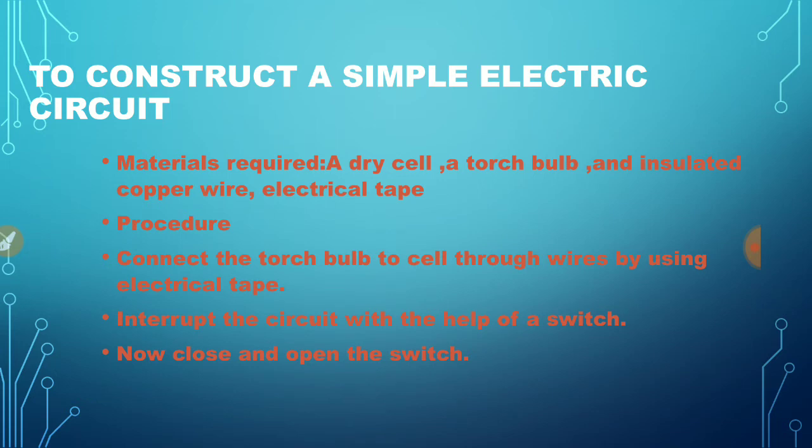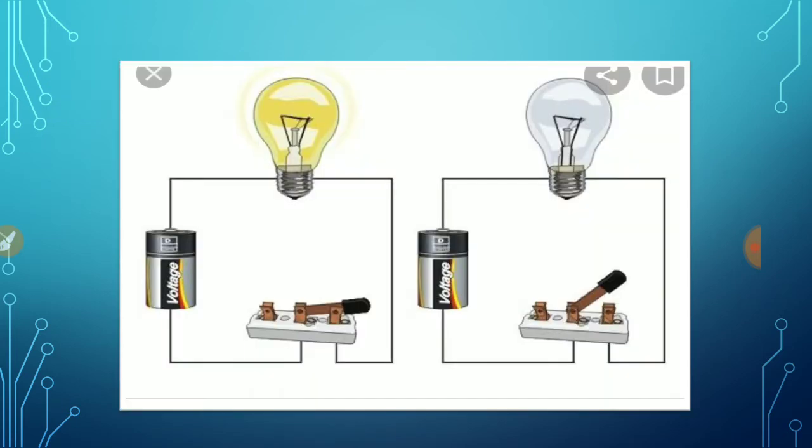In between, what do you have to put? A switch. Your simple circuit is ready. Now close and open the switch. When we close the switch, means when we turn on the switch, the circuit becomes closed and the current flows through the circuit. And when we switch off, then the circuit becomes open and the current will not flow in the circuit.